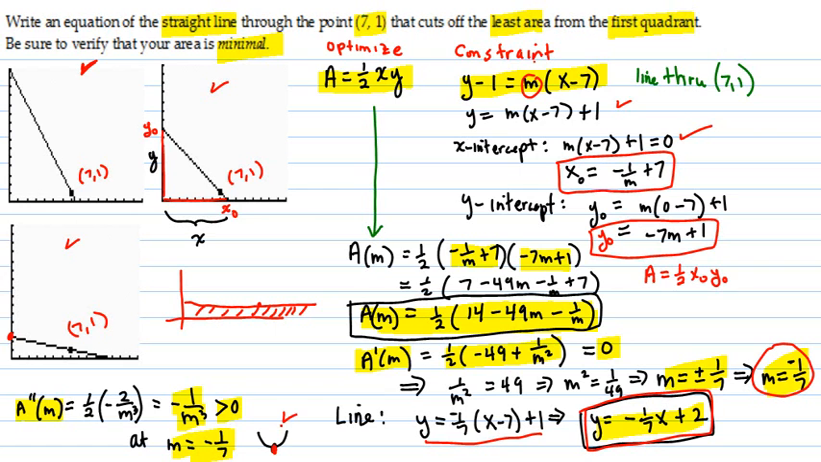which establishes that that slope of negative 1/7 really does give you the minimum area. Now if you wanted to find the area, you just plug the slope of negative 1/7 back into the area formula, which is here, this area formula, and that would give you the minimum area actual value.